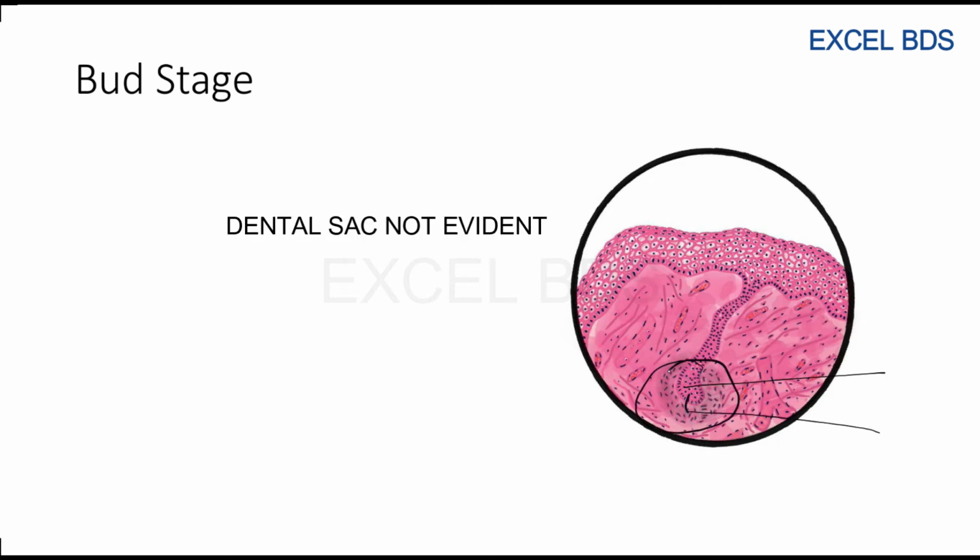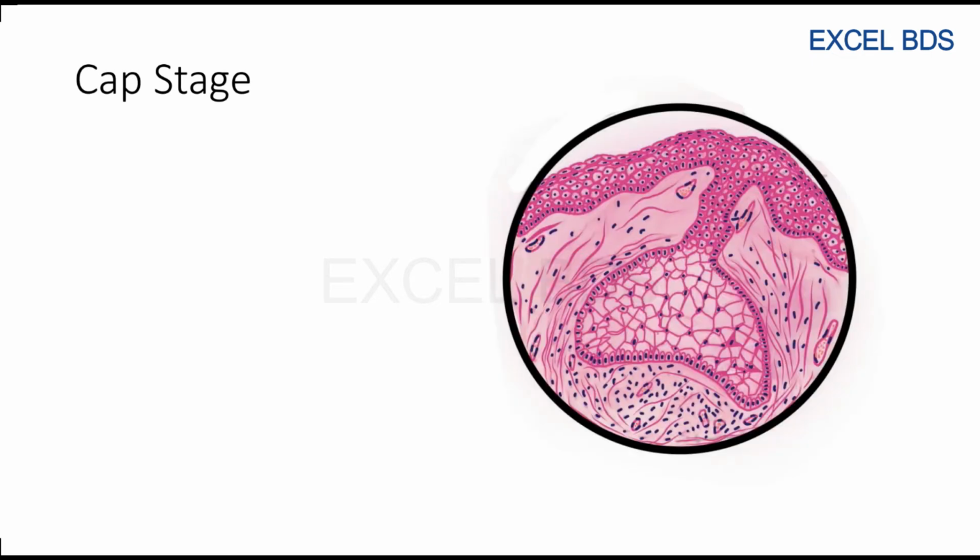There's one more structure called dental sac, which is not evident in the bud stage. In the next stage, we'll see that. Okay, that was about the bud stage. So coming to the cap stage, you can see the difference here. The enamel organ is growing down.